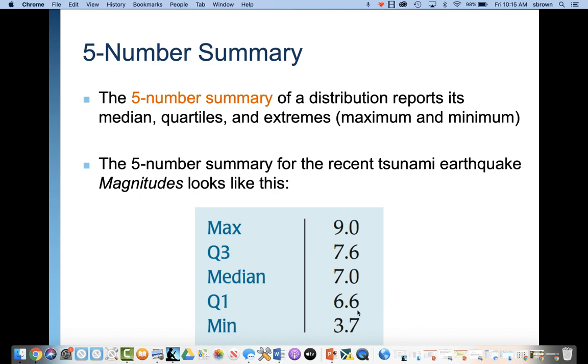What's cool about this is 25% of the data fall between the minimum and the first quartile. 25% fall between the first quartile and the median. 25% fall between the median and the third quartile, and 25% of the observations fall between the third quartile and the maximum.